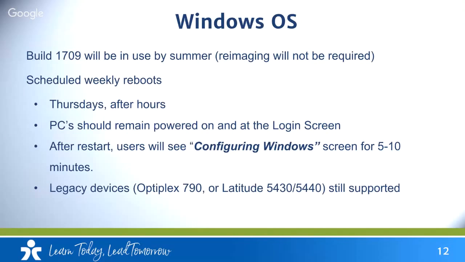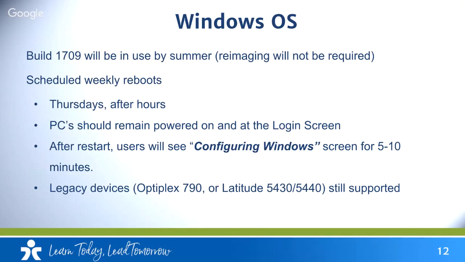And Bobby wanted me to talk about Windows OS. Build 1709 will be in use by summer. Reimaging is not required. The patching will take care of that. We will be having scheduled weekly reboots. We're going to send out more communication about this, but this is just a heads up for you all. We're going to have it scheduled for Thursdays after hours.